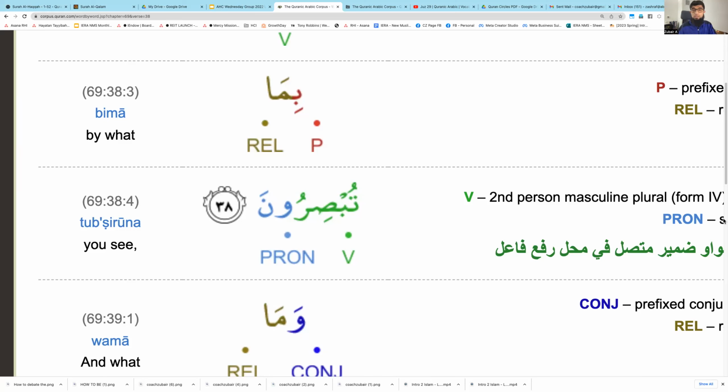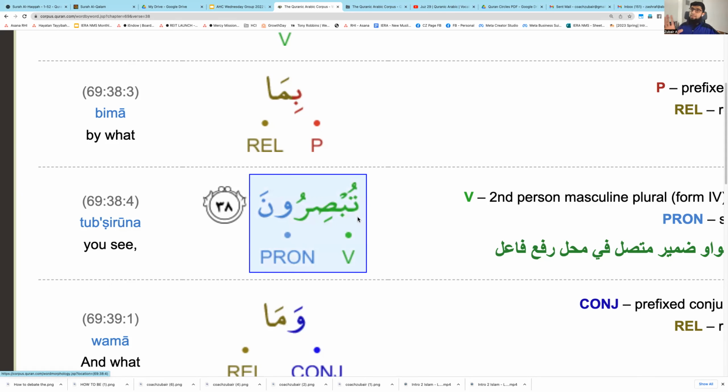Okay, now let's go back to the question, which is very important. Most of the time, I'll give you some rules and they will work most of the time. There are certain times that they will break, and that will be fixed as we learn more rules. But don't let that discourage you. I'll answer your question in a second, but let's first understand the tubsirun.